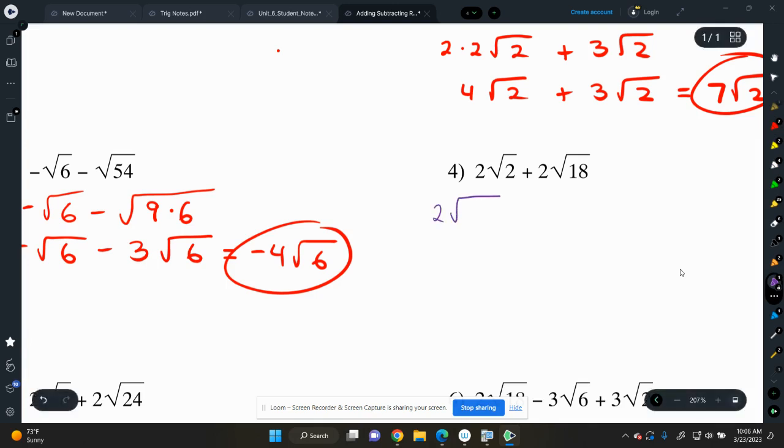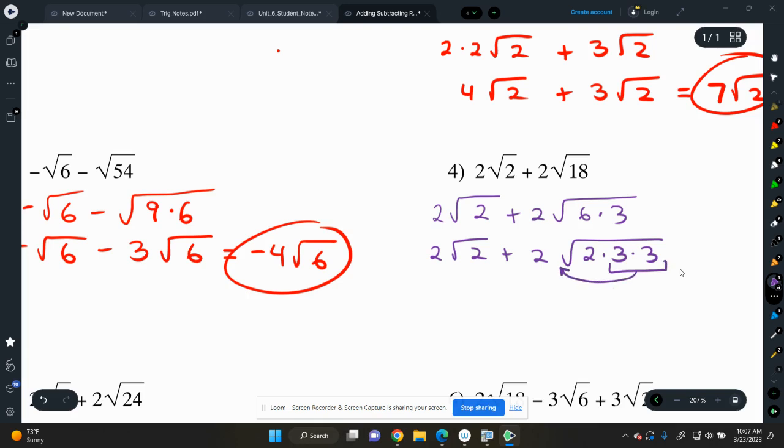Yeah, let's simplify the 18. So we have 2 root 2 plus 2. How did you simplify it? 6 and 3? Okay. And then what? Good. Yeah, let's break the 6 down to 2 times 3 times 3. There you go. There's a pair. We're going to bring them out. Anything that's outside, we're going to combine. So that becomes 2 times 3, which is 6. Okay. And now we can add them, right? Excellent.